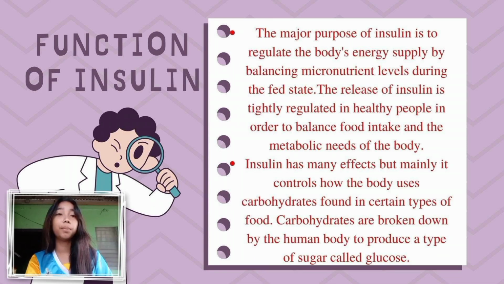The major purpose of insulin is to regulate the body's energy supply by balancing micronutrient levels during the fed state. The release of insulin is tightly regulated in healthy people in order to balance food intake and the metabolic needs of the body. Insulin has many effects, but mainly it controls how the body uses carbohydrates found in certain types of food. Carbohydrates are broken down by the human body to produce a type of sugar called glucose.